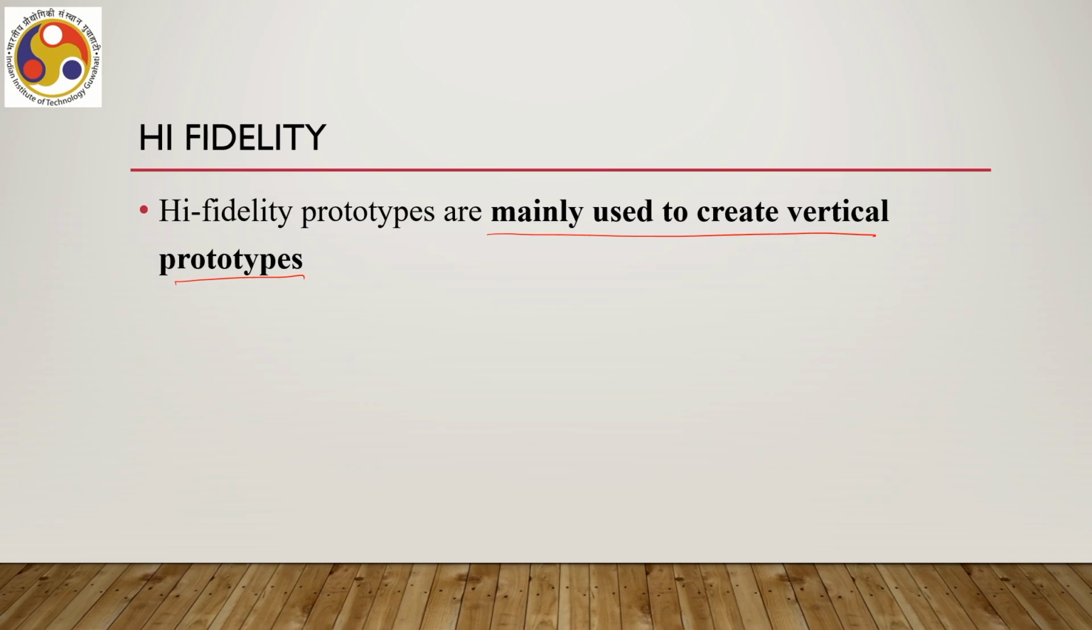So, primarily they are meant for vertical prototypes. So, low fidelity approaches are primarily meant for horizontal prototypes, high fidelity approaches are primarily meant for vertical prototypes, and medium fidelity approaches are meant for both horizontal and vertical prototypes primarily.